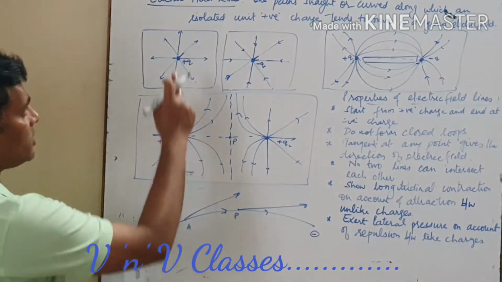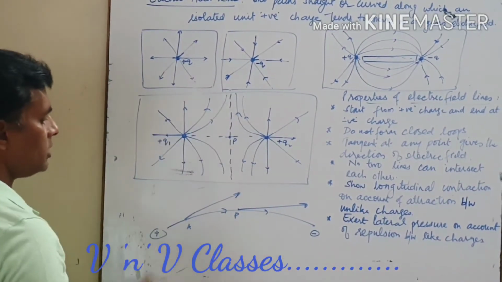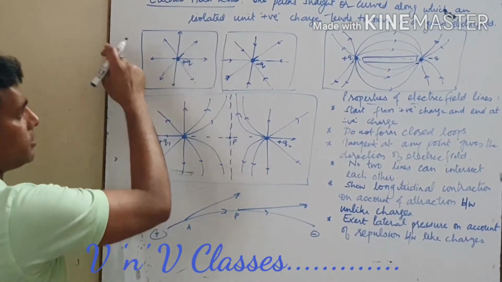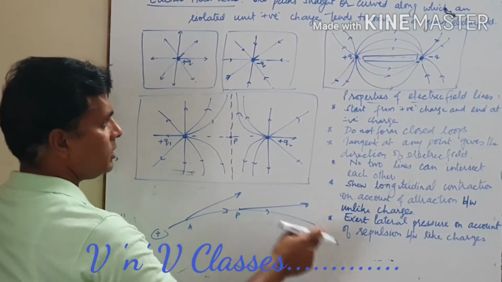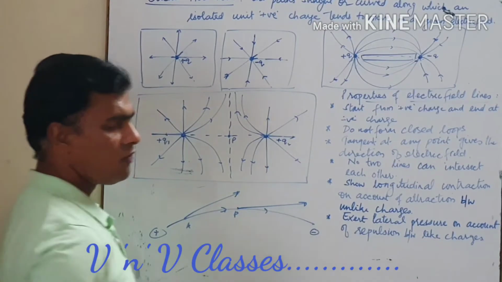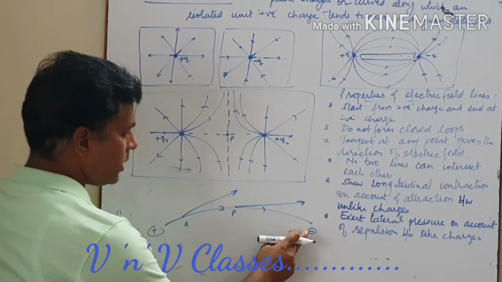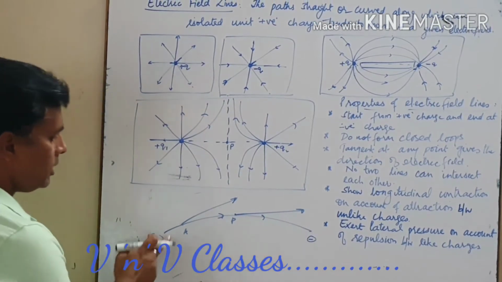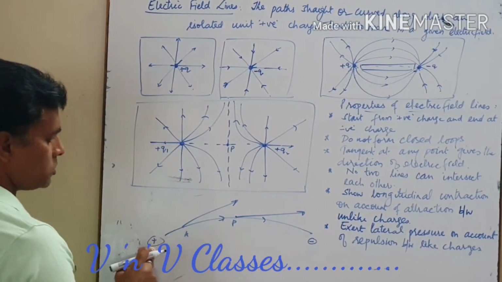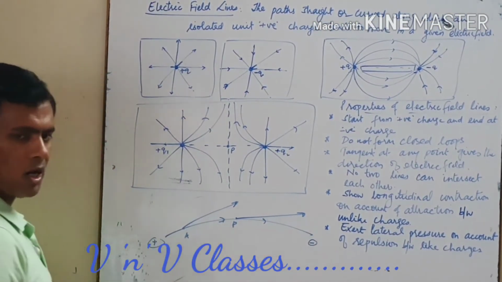Remember, if it is an isolated or single charge, the field lines will be straight. But if they are curved, they always show the presence of two charges. Remember this point. If they are being pulled in and contracted in, they show the presence of two unlike charges.